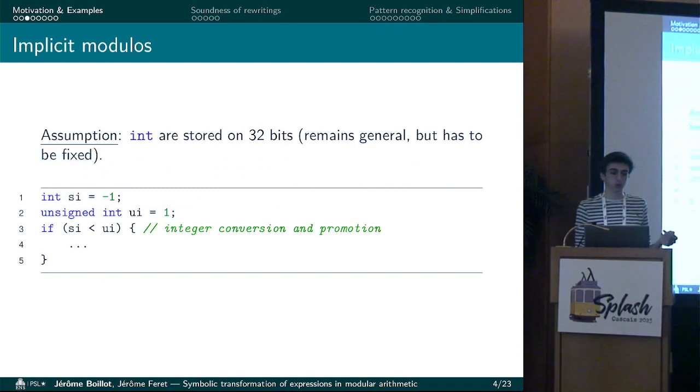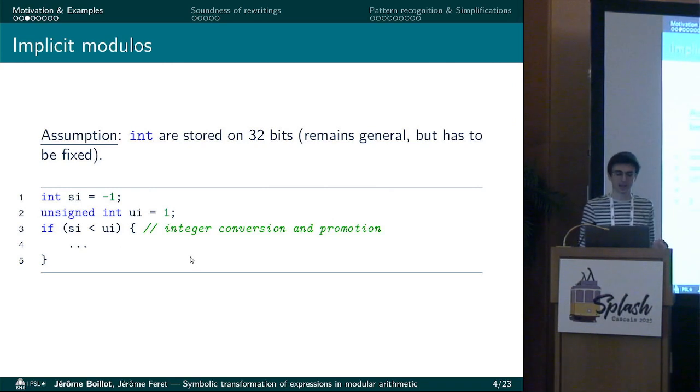So I told you we had implicit modulos in C. Let's see an example. We take the assumption that integers are stored on 32 bits. It remains general, that's just a parameter of the analysis, but it has to be fixed. So in this example, we have SI that is equal to -1, UI that is equal to 1, and we then compare SI to UI.